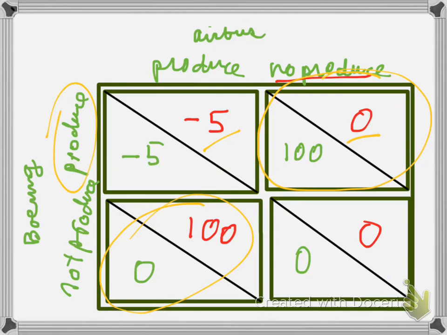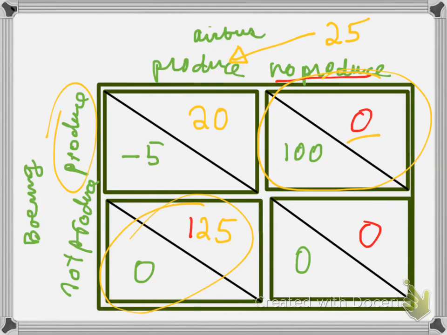And so let's imagine, for example, that Airbus gets a subsidy if they produce of $25 million. So now we can change the payoffs here. Instead of being minus 5, Airbus will get a profit of 20. So we write that in here. They'll lose 5, but they get the subsidy of 25, so they get 20. And if Airbus produces and Boeing does not produce, then they will get 125.